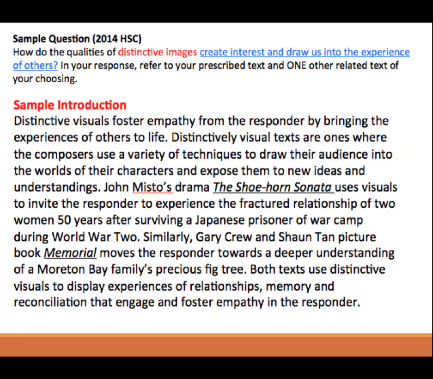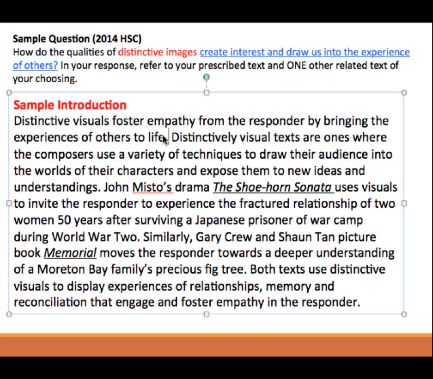So if we go back to the introduction, you'll see here, first of all, that I've got the thesis statement. After this, I've got my definition of the distinctively visual unit. After this, I've got my summary of the key visuals that are presented in the Shoehorn Sonata. Very brief, succinct summary. I don't go into a lot of detail, but this is the main thing that happens within the text. I do the same thing for my related text.